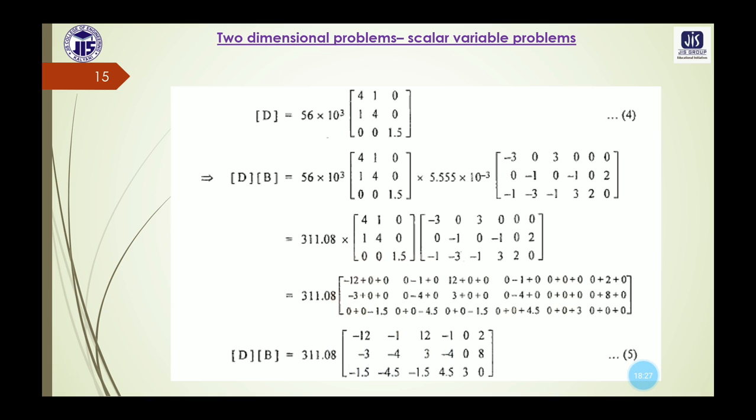Next we need to perform the matrix multiplication of D and B. That means we need to multiply a 3 by 3 matrix and a 3 by 6 matrix, so ultimately we'll be getting a 3 by 6 matrix. From the concept of matrix multiplication, we know that. So finally we are getting the value of the multiplication of D and B as equation number 5.